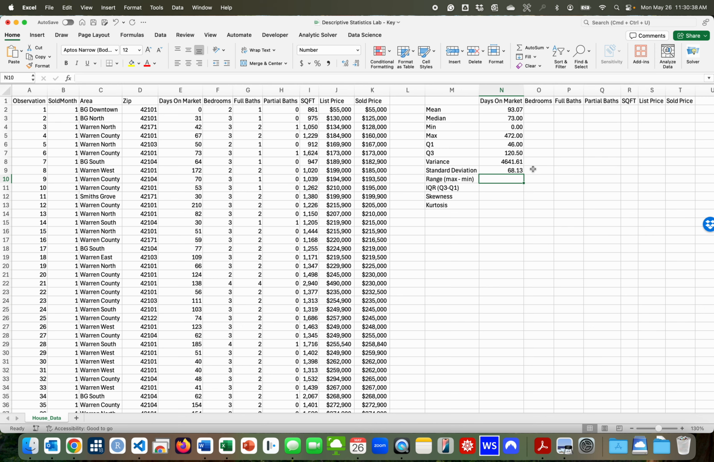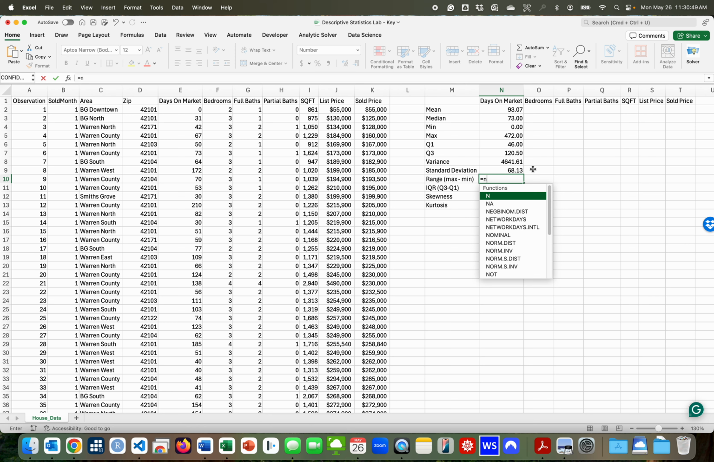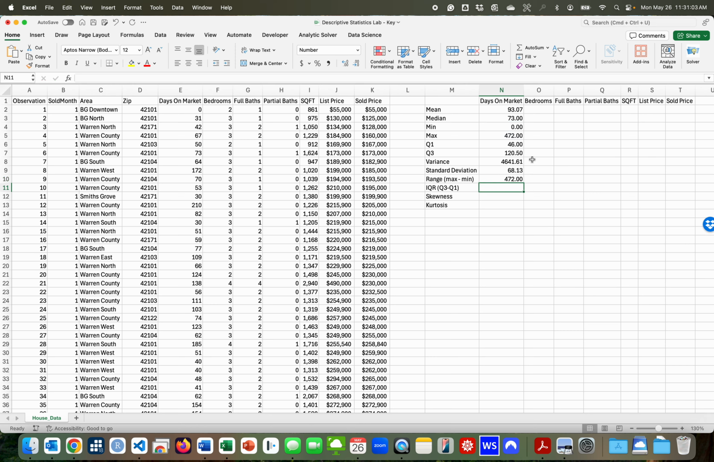The range is just the max minus the min. So if we do equals, I'm going to reference the cells that we already have since there's not a function for the range. I'm going to do N5 minus N4. And in your data, you would just reference whatever cells have the min and max. It's not always going to be N5 minus N4. Hit enter. And since our lower bound is 0, the range is just the same number as the max. That's not always the case. It just happened for this variable.